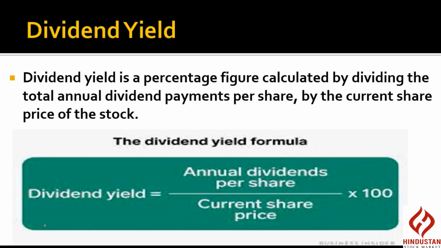The last and final ratio is the dividend yield ratio. A stock's dividend yield is calculated as the company's annual cash dividend per share divided by the current price of the stock and is expressed as an annual percentage. Mathematically, it is annual dividend per share divided by current share price into 100. For example, if the current share price of a company is, just imagine, 100 rupees and it is giving a dividend of 10 rupees, then the dividend yield will be 10%, right?